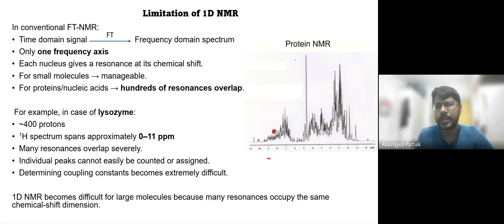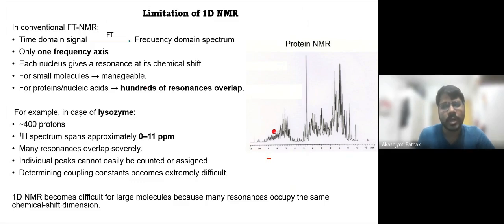This is taken from the lecture slide. As you can see here, this is the 1D proton NMR spectrum of a protein called lysozyme. Here you can see that there is only one frequency axis. Because of this, what is happening? Lysozyme is a 15 kilodalton protein. It has around 130 amino acid residues, and 130 amino acid residues will give rise to around 400 protons.